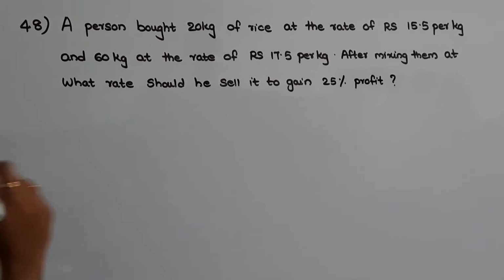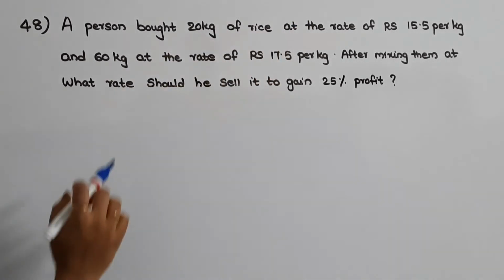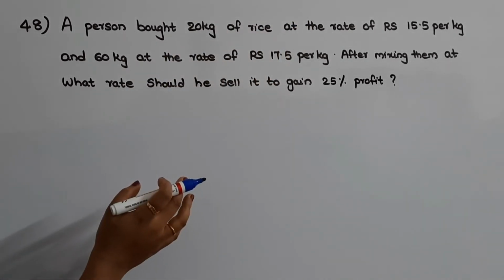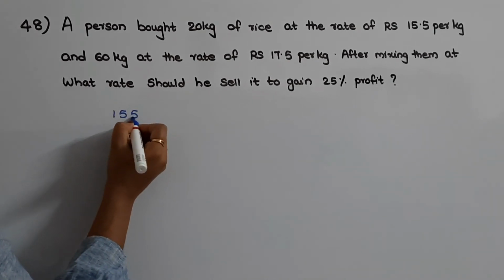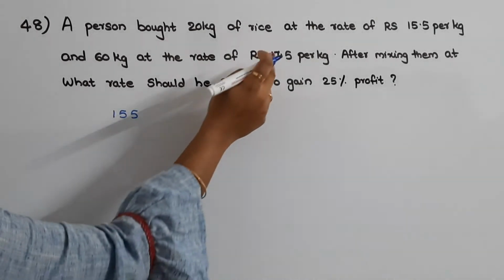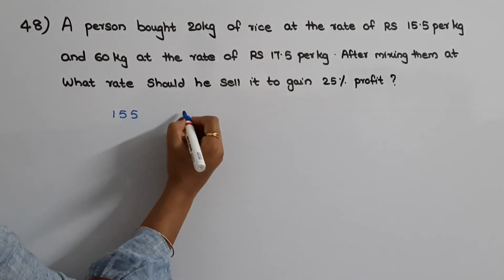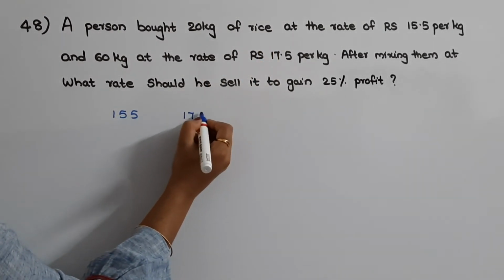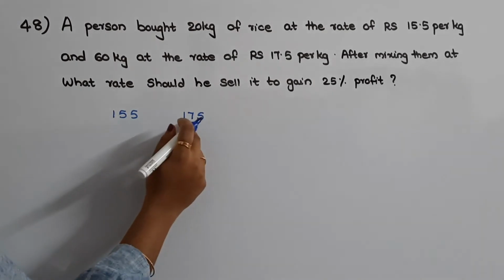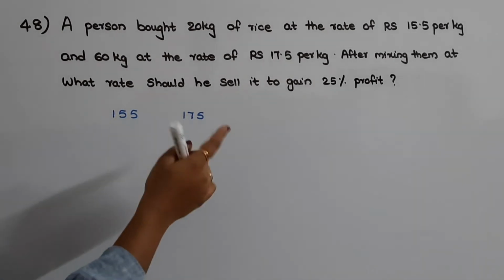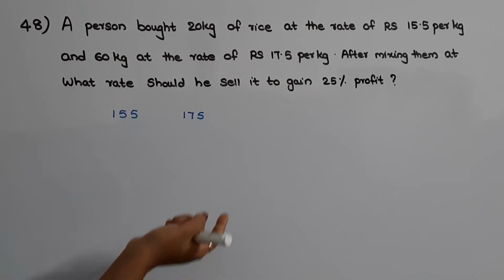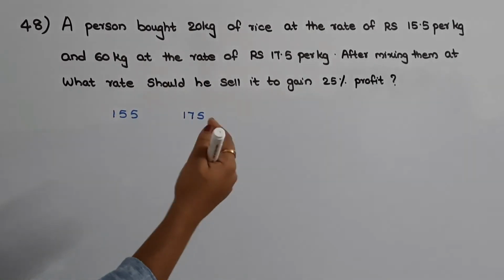So first let us write the cost price of the first type of rice. So here also we are neglecting the decimal point, so let us write it as 155. Okay, then here let us write the cost price of the another type of rice, that is 17.5. So after neglecting the decimal point, we can write it as 175. Okay, so the cost price of the mixture is not given, and the selling price of the mixture we need to find out.